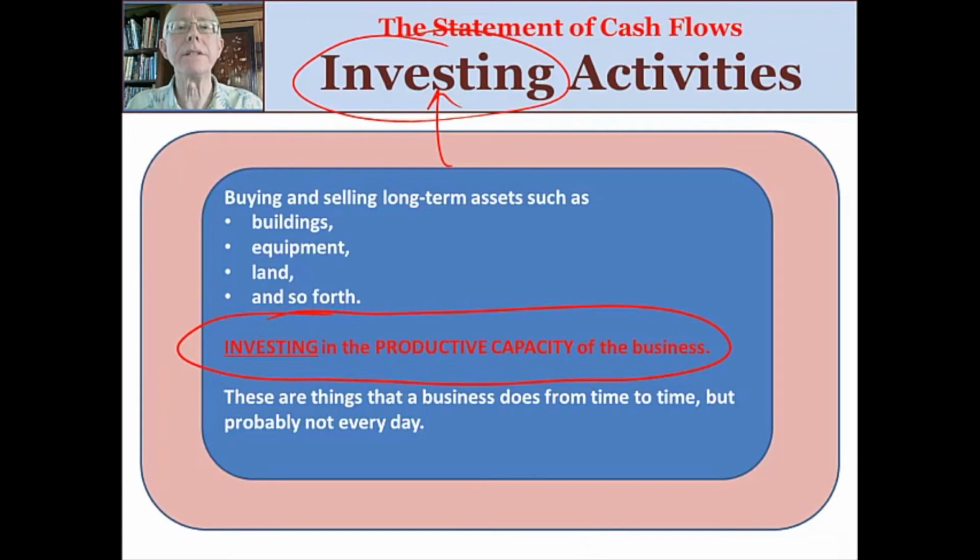So what are investing activities? Investing activities are buying and selling long-term assets such as buildings, equipment, land, machines. So when I buy a building, I'm investing in the productive capacity of the business. That's a cash outflow from investing activities. When I sell that same building, when I'm done with it at the end, that's a cash inflow from investing activities. Same thing with equipment, land.